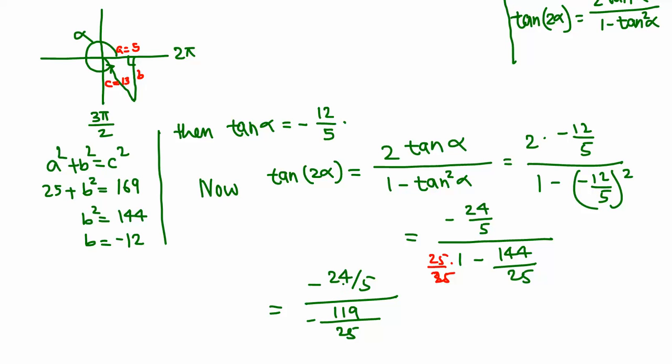Now it's a complex fraction, so we keep, change and flip. Negatives cancel from top and bottom, so we can ignore the negatives. 24 over 5, this division turns into multiplication, flip this fraction, 25 over 119. Now let's simplify and we get the final answer. 5 cancels 25, 5 goes once, 5 goes 5 times. Now 24 times 5 on the top, 120, all over 119. Okay, final answer.